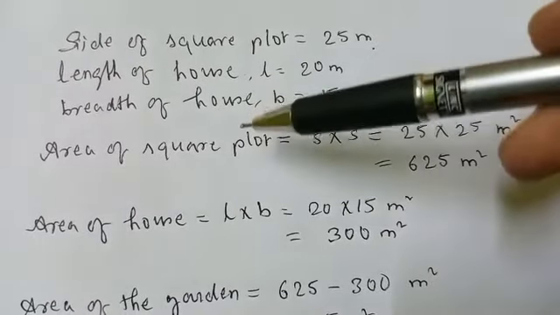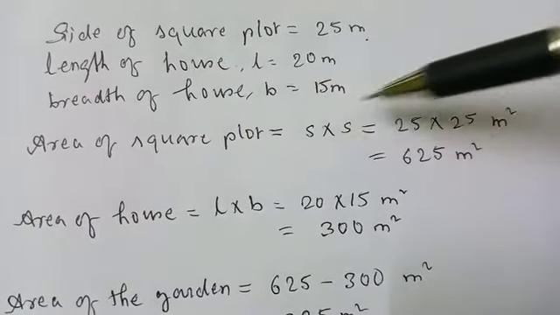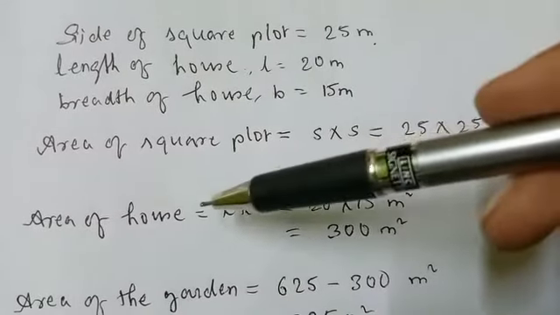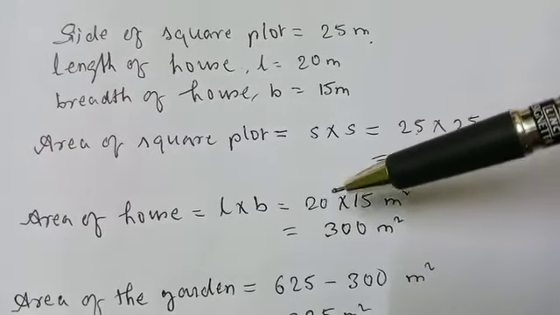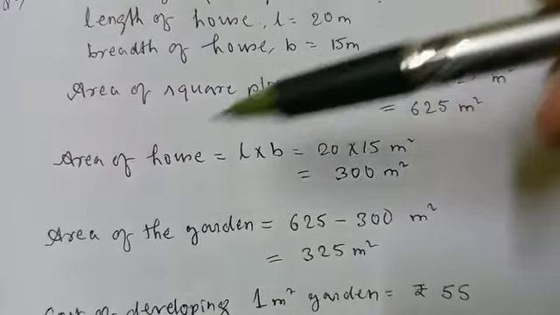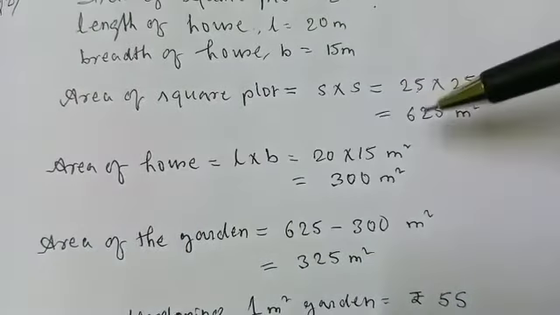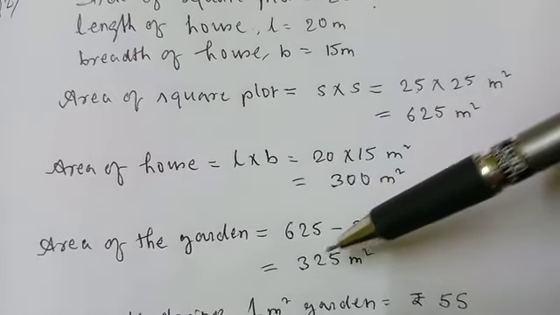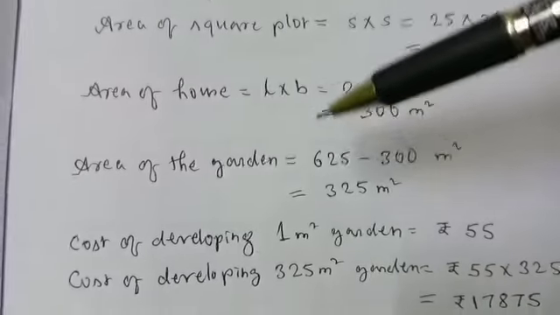Now area of the square plot, you have to find out. It is side into side, 25 into 25, 625 meters square. Now area of the house you have to take out, length into breadth, 20 into 15, so it is 300 meters square. Now how can you find the area of the garden? Area of the garden equals, you have to subtract both the areas. 625 minus 300, it is 325 meters square. Now you got the area of the garden.